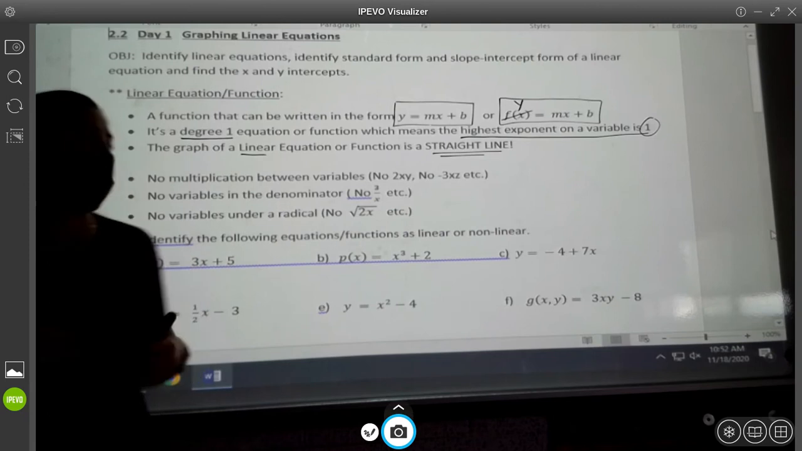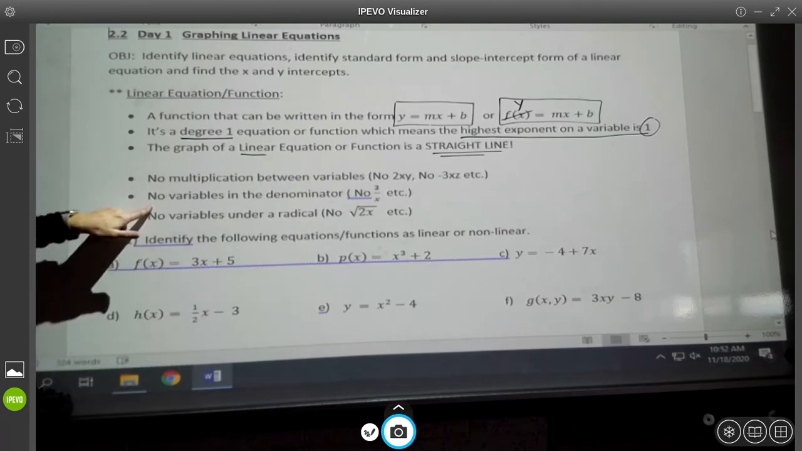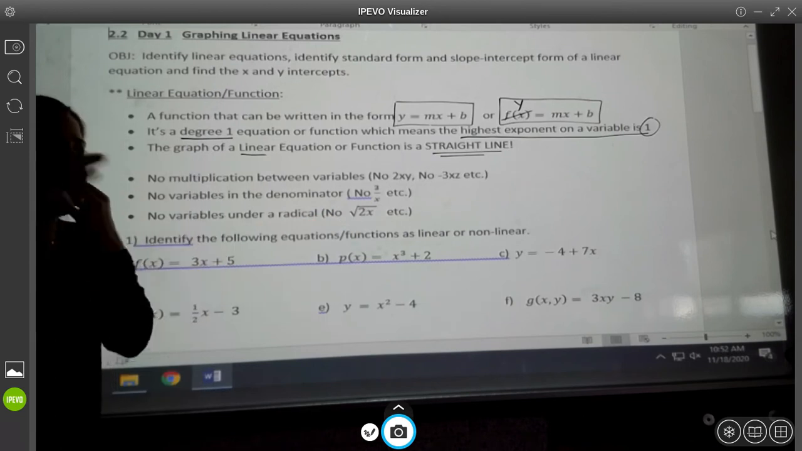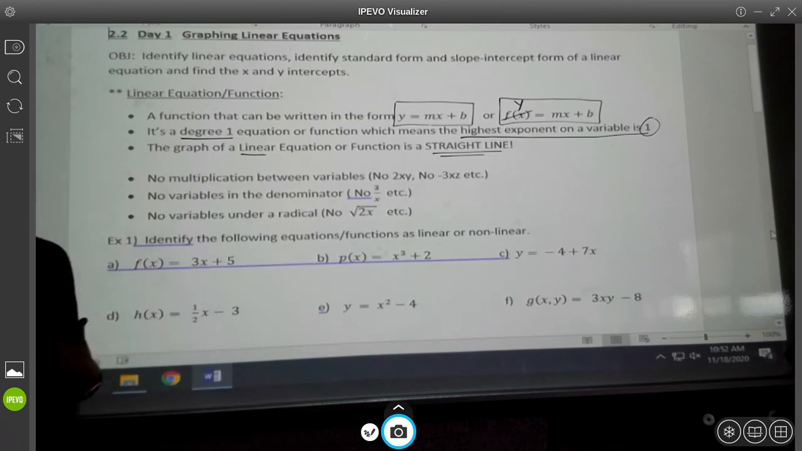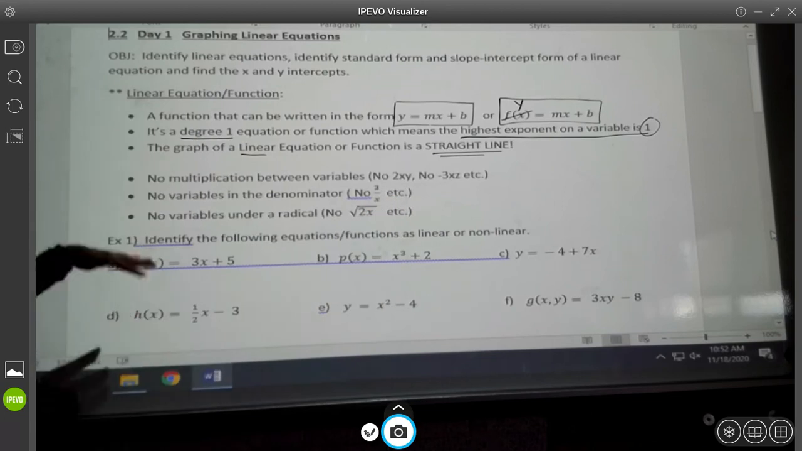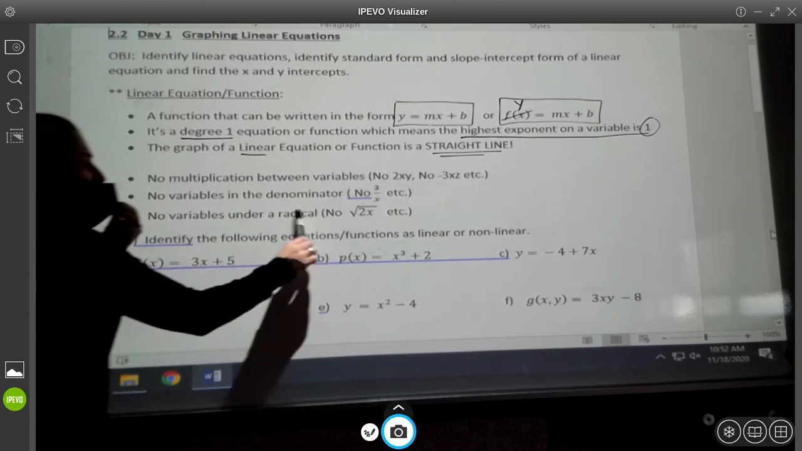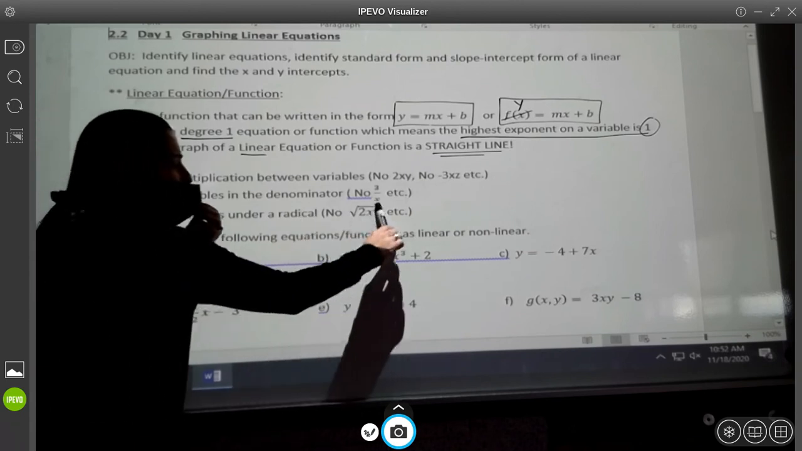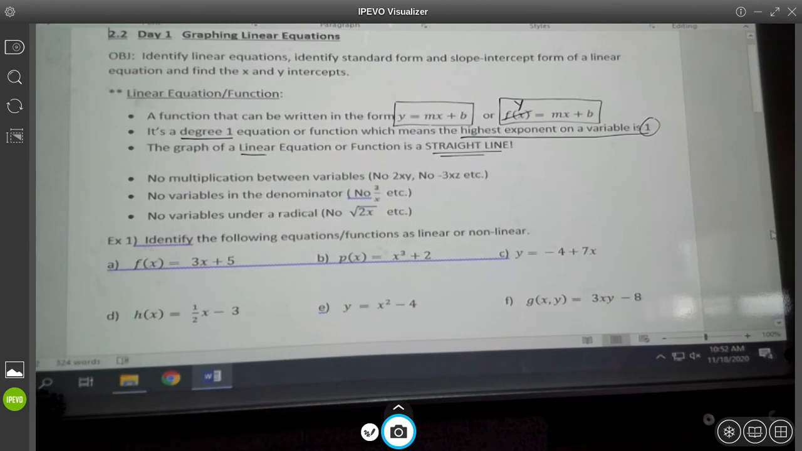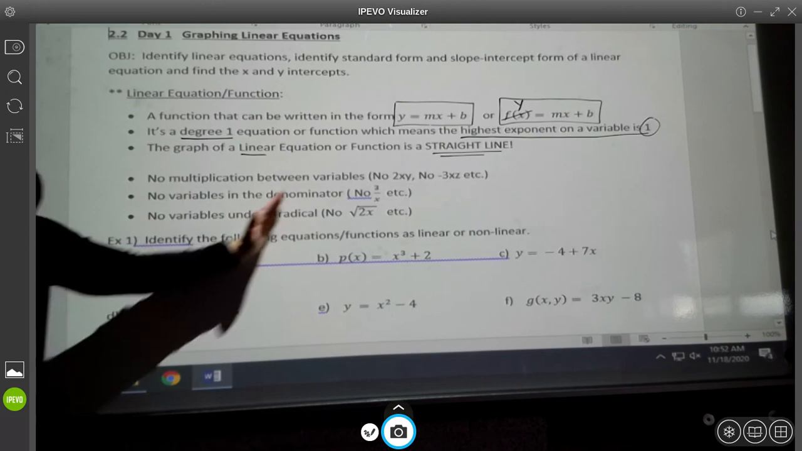There are also no variables in the denominator. You are not allowed to divide by a variable in a linear equation. So if you have 3 divided by x, that isn't linear. That gets complicated, and that's not simple. There are no variables under a radical. So if you have the square root of 2 times x, you can't have a variable under that square root. That's not linear. That gets complicated. That's not going to keep this simple. So these are all the things that you will not find in a linear equation.